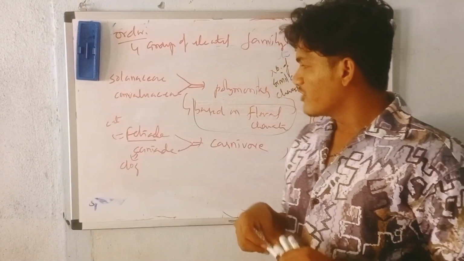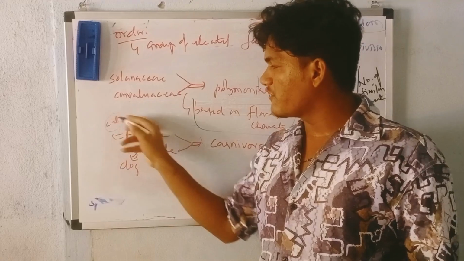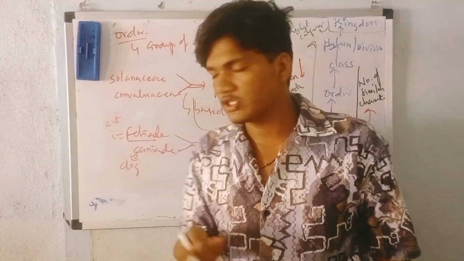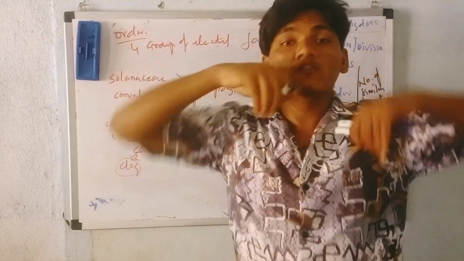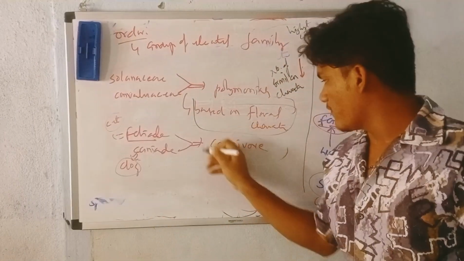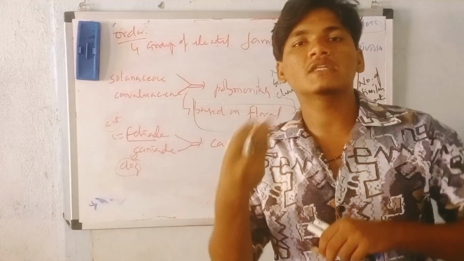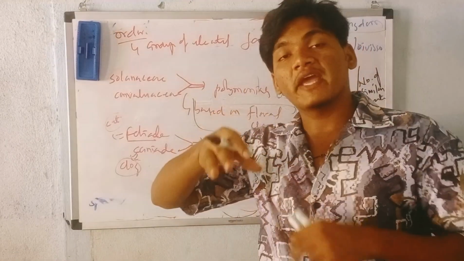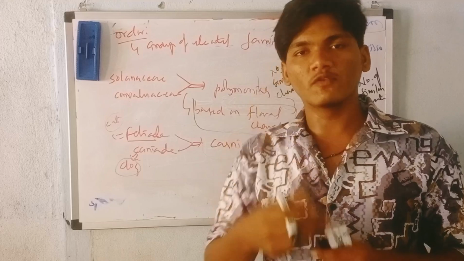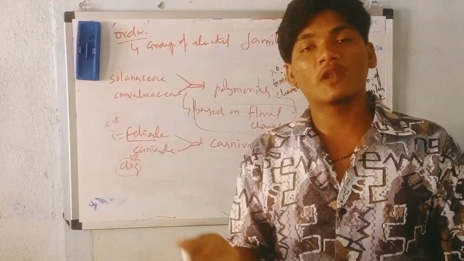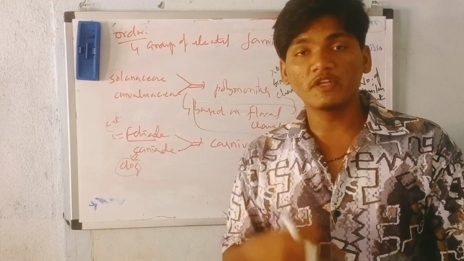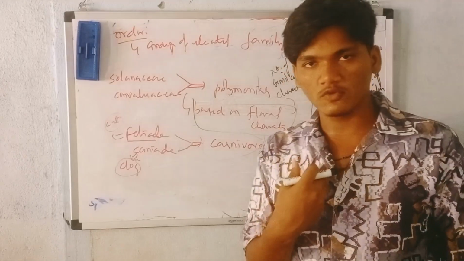If you see here, Felidae is nothing but the cat family, and cats eat flesh. The dog family also eats flesh. So the group of organisms which eat flesh are called carnivores. A group of organisms which eat plants are called herbivores, and a group of organisms which eat flesh as well as plants are called omnivores. We are examples of omnivores.